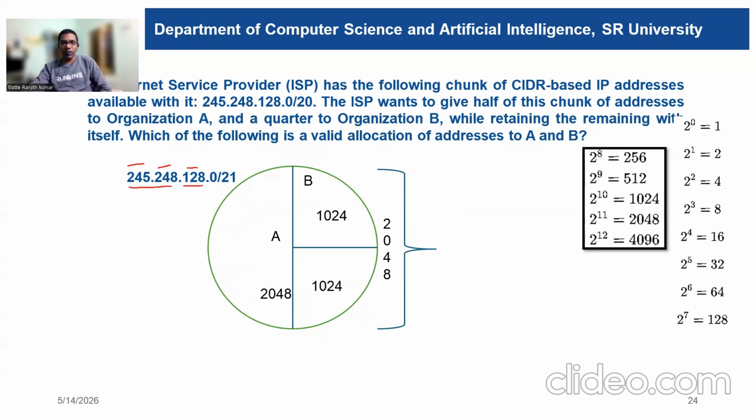But here, 8 bits are there. From the 8 bits, 5 bits are taken for the network address. 5 bits means, look at this: 2 power 0, 2 power 1, up to 2 power 7. Where are the last 5 bits? These are the last 5 bits, 2 power 7, 6, 5, and up to 3, and these bits are used for the network address.